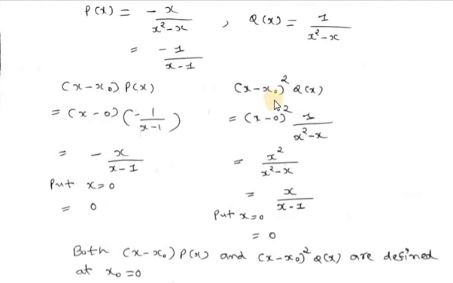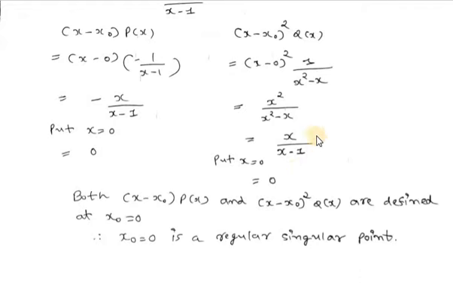Now similarly we find (x minus x0) the whole square q(x), replacing x0 by 0. So it is (x minus 0) the whole square and q(x) is 1 over (x square minus x). So it becomes x square over (x square minus x). Taking x common from the denominator, it becomes x square over x times (x minus 1). One x will cancel out and the result is x over (x minus 1). Now again this is a function of x, and in this function we replace x by 0. Since x is in the numerator, the result becomes 0.